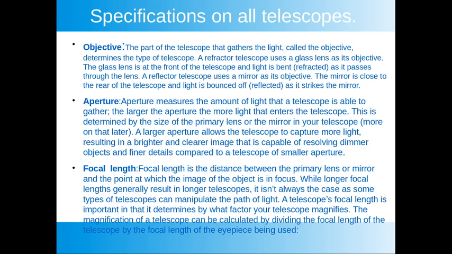In a reflector telescope, mirrors are used as the objective. The mirror is placed close to the rear of the telescope and light is bounced off as it strikes the mirror. Reflection means the phenomenon of deviation of light beam back into the same medium.